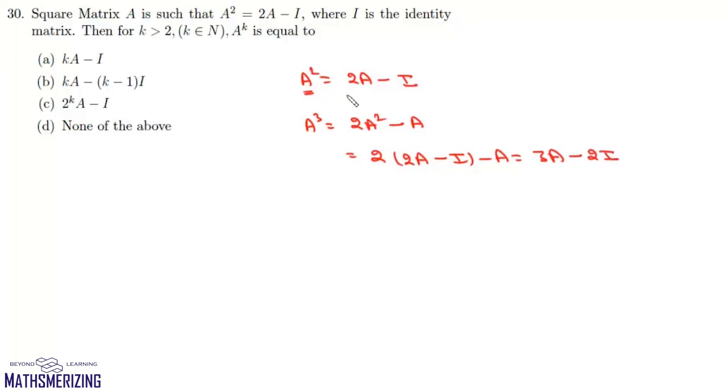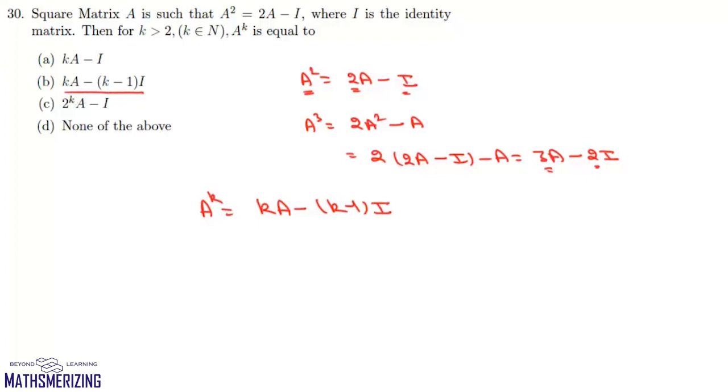Now this A square has 2 here and A cube has 3 here, and for A square it is I, and for A cube it is 2I. That means this A to the power K should be K into A minus K minus 1 into I, and that's your option B.